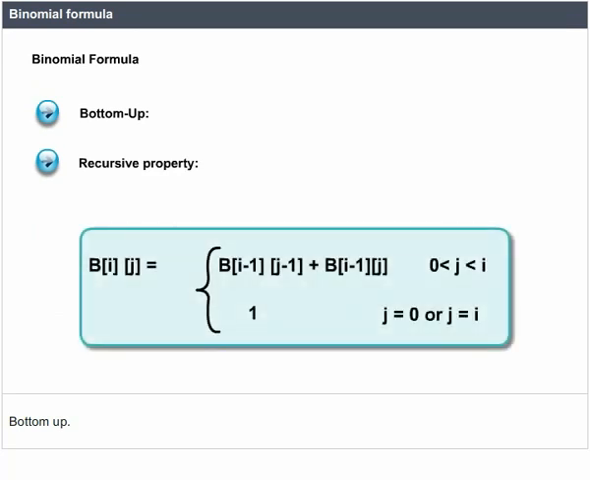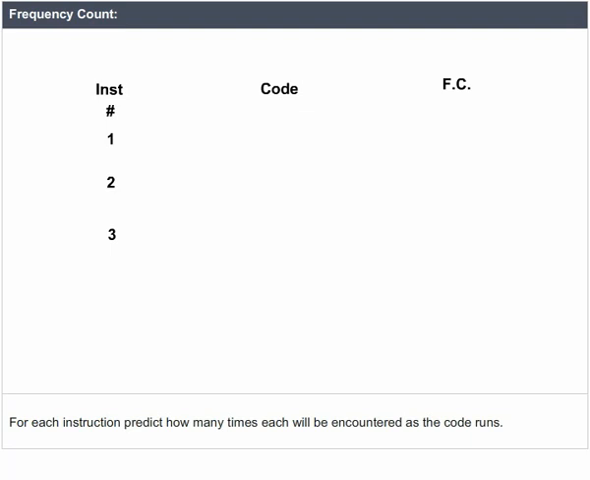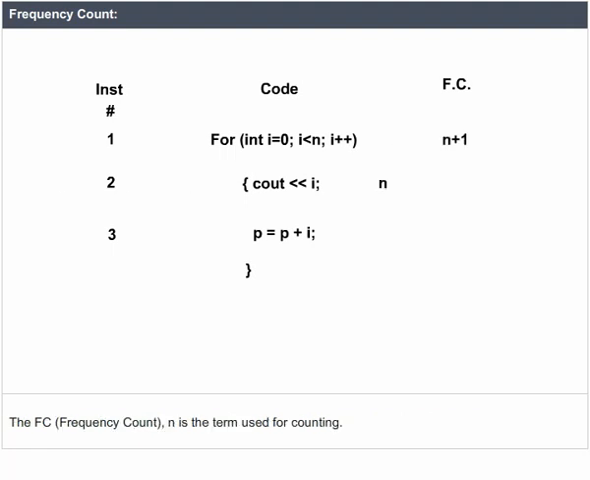Frequency count. Counting each code. Loop counting. For each instruction, predict how many times each will be encountered as the code runs. The FC, frequency count, n, is the term used for counting.